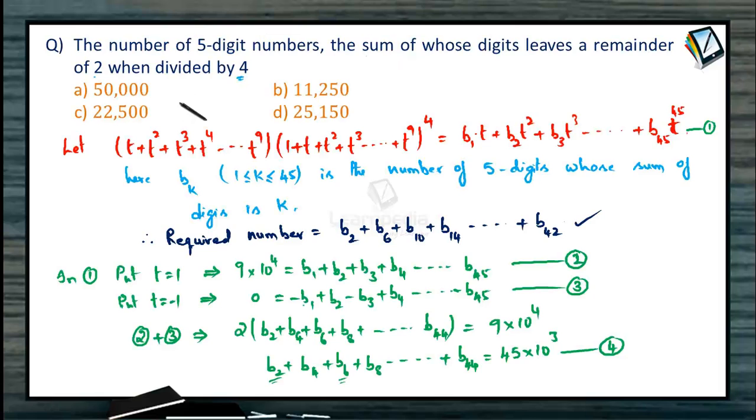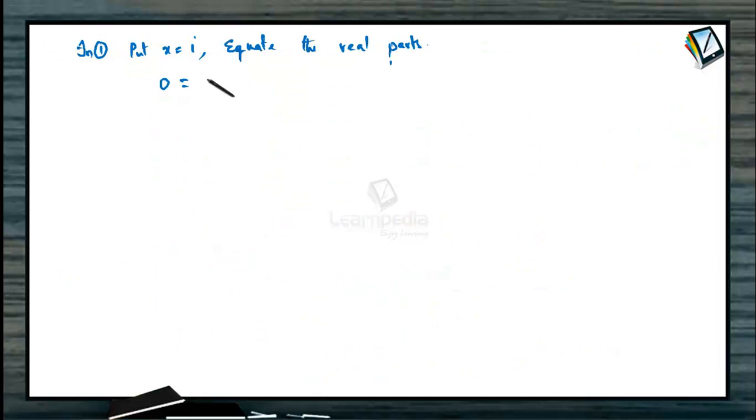Yes, let's again consider equation 1 and put x equal to i in the given equation and equate the real parts on both the sides. What do we get by equating the real parts on both the sides? When we put x equal to i in this equation 1, some of these powers would become 0. So the left hand side becomes 0. And how would the right hand side be now?